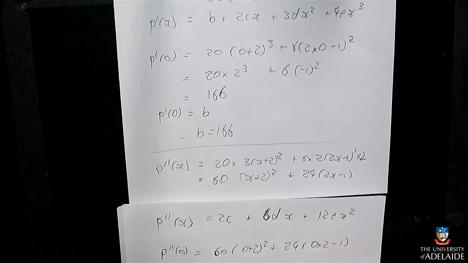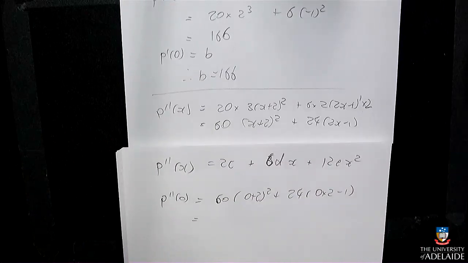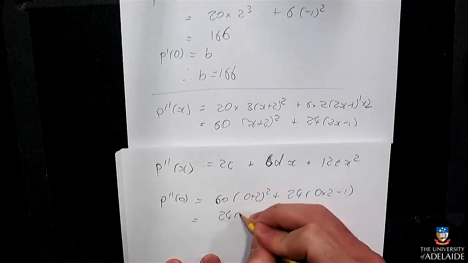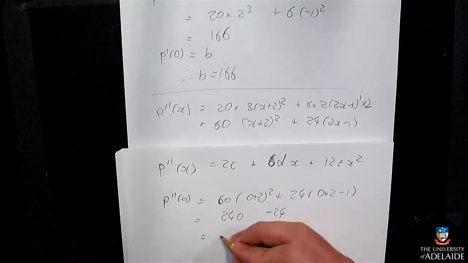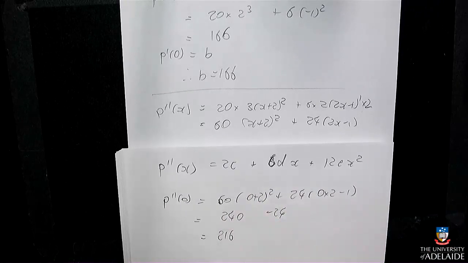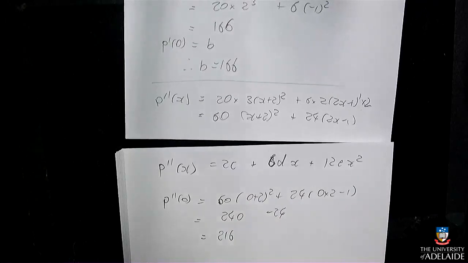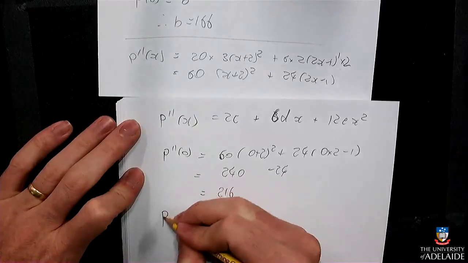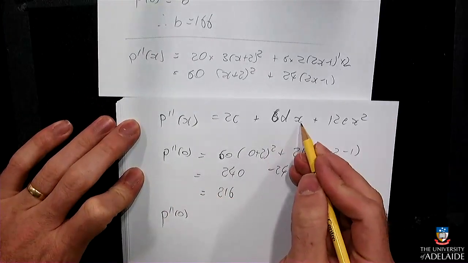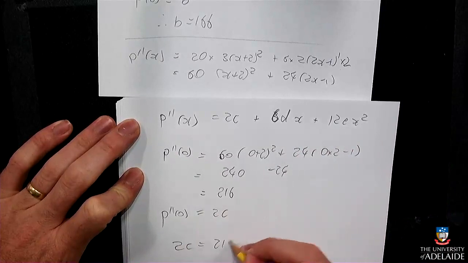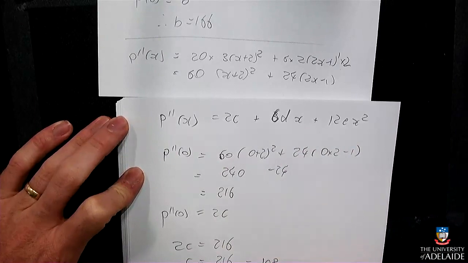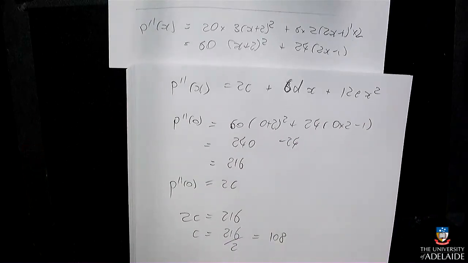So we get 60, I reckon I can do this one in my head. 60 times 4 is 240, and then minus 24, so 216. Interesting. Which is 6 cubed. I don't know if that's relevant, but it's just something I happen to know. And p double dash 0 up here, all of that times 0 and that times 0 will go away, we'll just get 2c. So 2c is 216, so c is 216 divided by 2, which would be 108. Okay? We're nearly there.